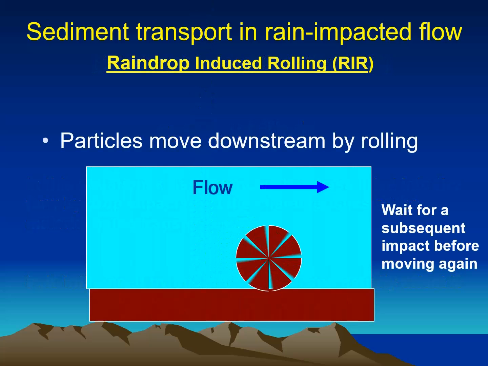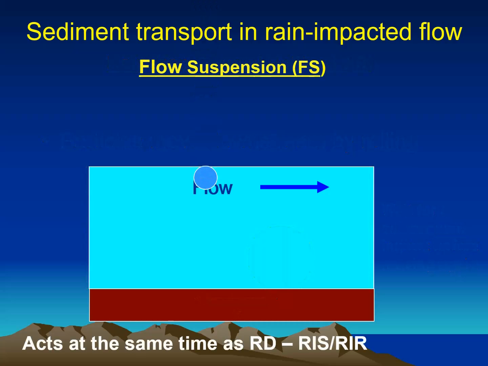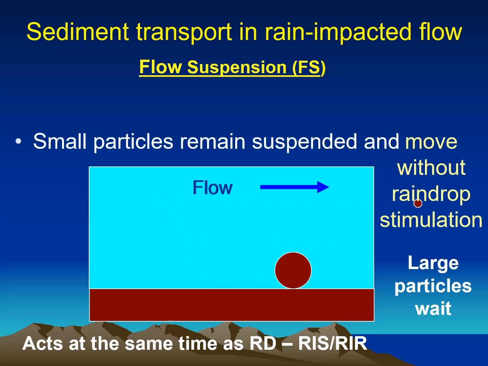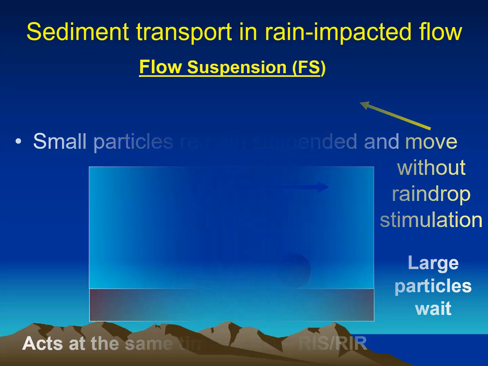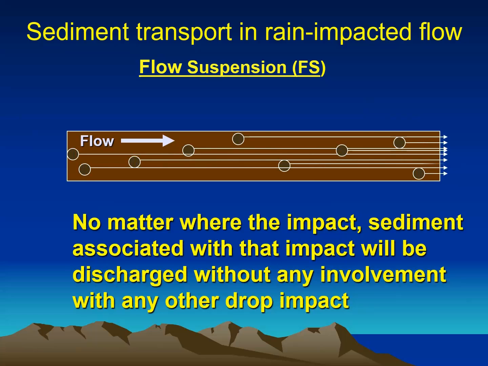When raindrop-induced rolling occurs, each raindrop impact causes the particles to roll a certain distance, where they stop and wait till the next impact. Fine material remains suspended in the flow and moves without further influence by raindrop impact, while the large particles sit and wait for the next drop impact to move. No matter where the impacts occur, fine material moving by complete suspension will be discharged across the downstream boundary.